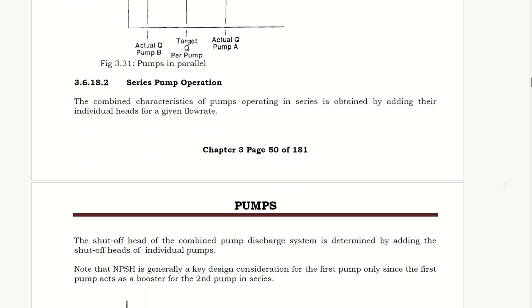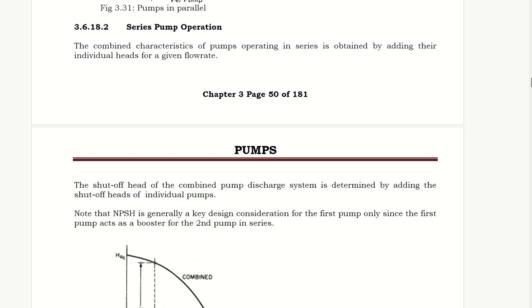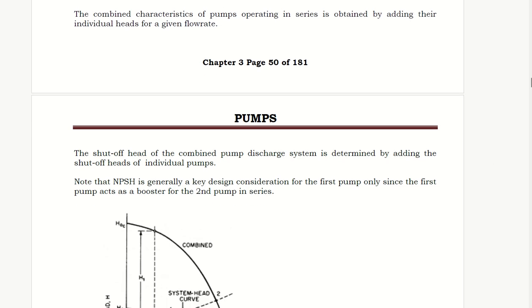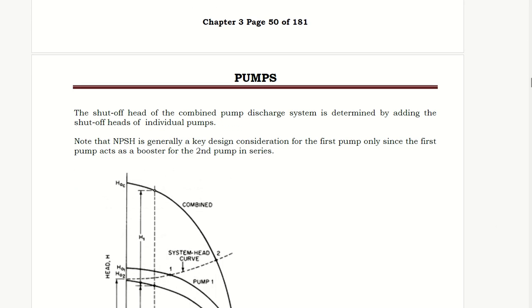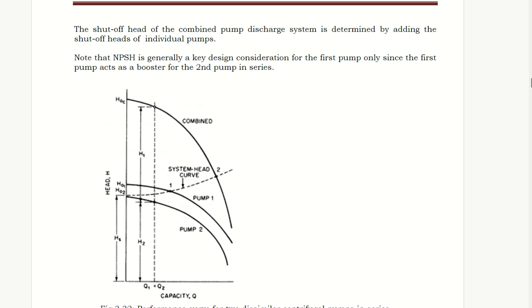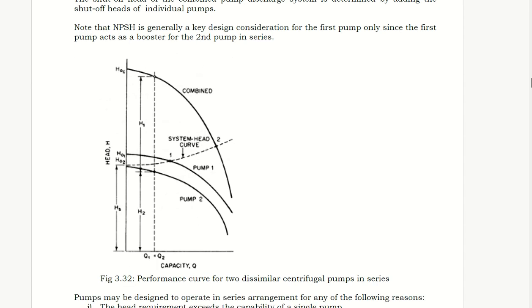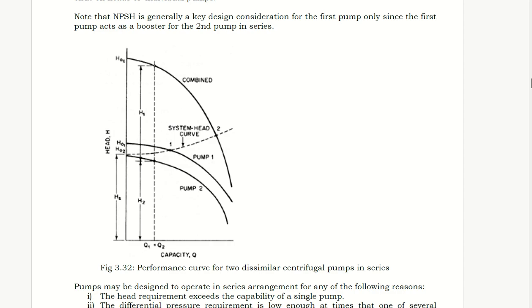Okay, now we are in the series pump operation. Series is like, the flow rate is constant but the head increases because the two pumps are running in series. Okay, and let's go through some of the lines here. The combined characteristic of pumps operating in series is obtained by adding their individual heads for a given flow rate. So that's very true. And the shutoff head of the combined pump discharge system is determined by adding the shutoff heads of the individual pumps. Note that NPSH is generally a key design consideration for the first pump only, since the first pump acts as a booster to the second pump in series.